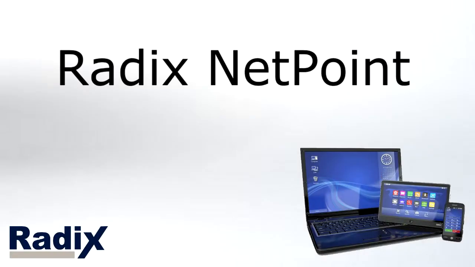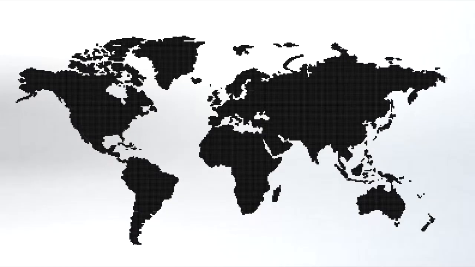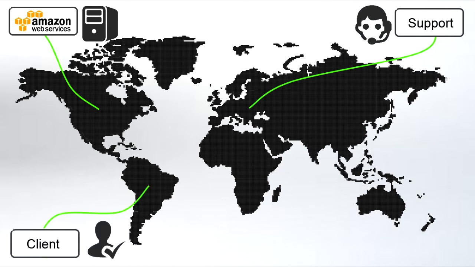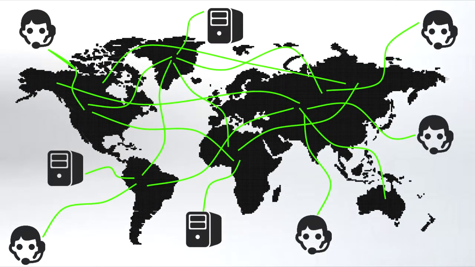The following video demonstrates a typical remote support session using Radix NetPoint Manager with an Android device as a client. In this video, the server is located on the Amazon Cloud, the support console, the administrator, is in Europe, while the customer is using their tablet in South America. The architecture is flexible and can be adjusted to suit the service provider, the manufacturer, or the project needs.